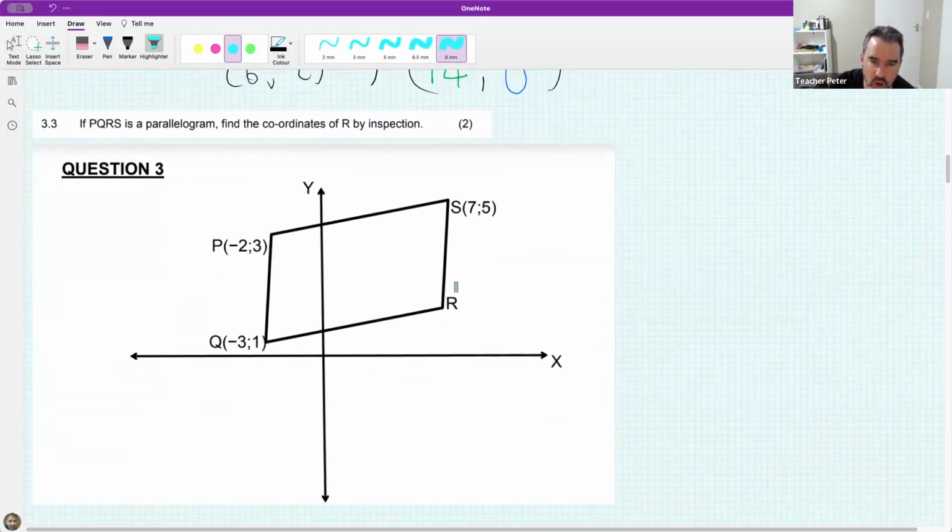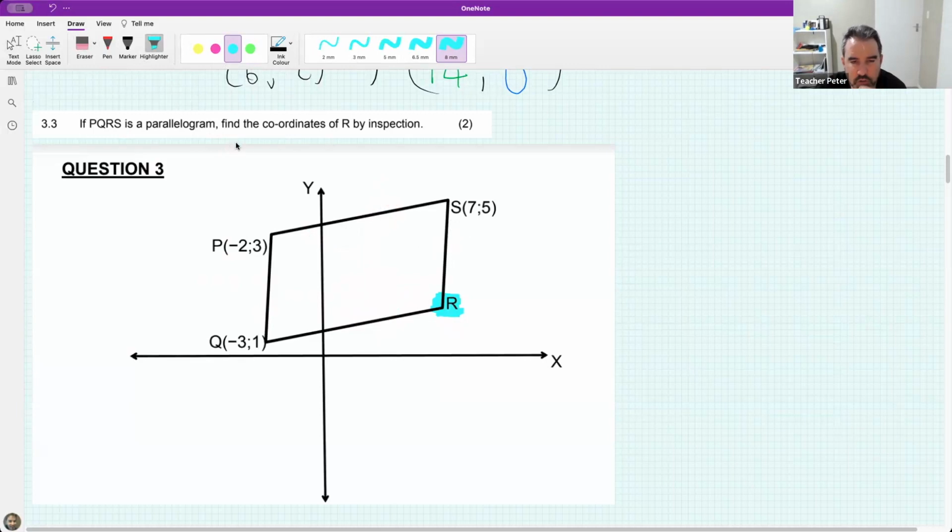If PQRS is a parallelogram, find the coordinates of R by inspection. You were asking me, you can find R by inspection, which is kind of what we're doing, or you can use simultaneous equations. You'd have to find the equation of this line and the equation of that line, and where they meet, you'd find R. But that would take a bit of time, so that's why I'm suggesting by inspection.